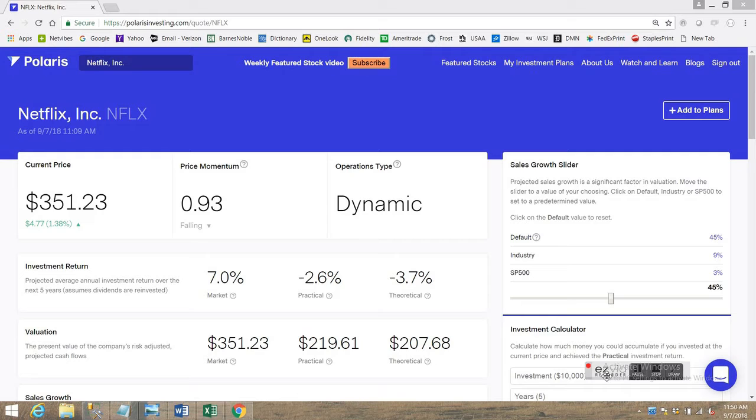What we're showing on the screen is Netflix, and we'll be using Netflix throughout this video as an example of the kind of company where you may want to modify the default value of Y to something like 7 years as opposed to the default of 5 years.